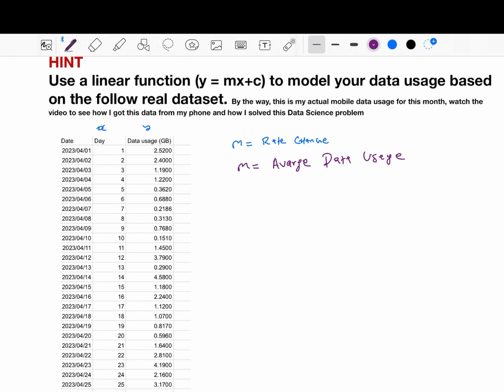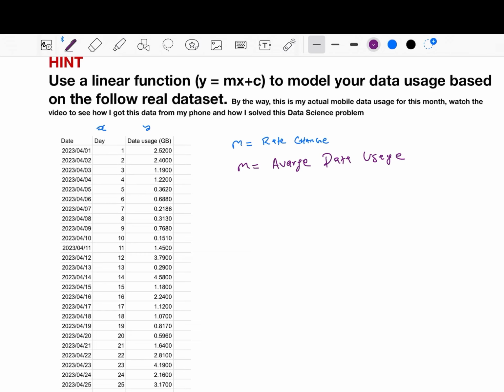What is your average data usage? What is your daily average data usage? That's your gradient, how fast you're using this data on a daily basis. You see, this is how you understand. I understand most of the students complain about these letters and all of that, and I hope this video gives you clarity about these letters. What does M mean? What does X mean? What does Y mean? What does C mean?